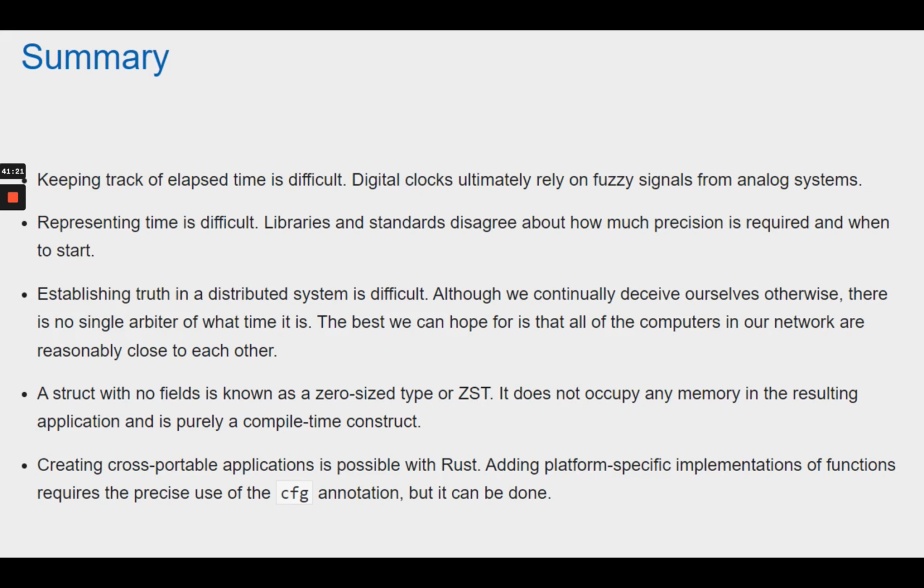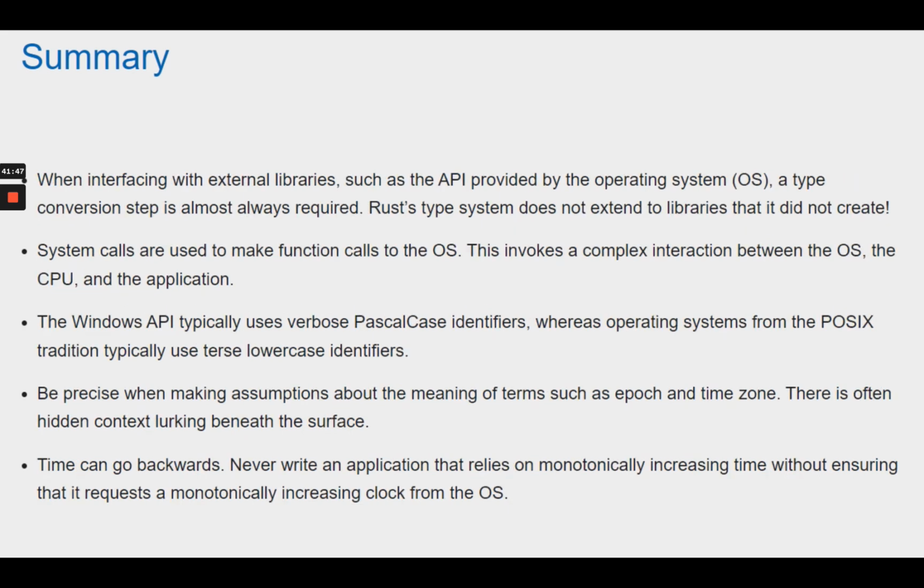The best we can hope for is that all of the computers in our network are reasonably close to each other. A struct with no fields is known as a zero-sized type, or ZST. It does not occupy any memory in the resulting application and is purely a compile-time construct. Creating cross-portable applications is possible with Rust. Adding platform-specific implementations of functions requires the precise use of the cfg annotation, but it can be done. When interacting with external libraries, such as the API provided by the operating system, or OS, a type conversion step is almost always required. Rust's type system does not extend to libraries that it did not create.